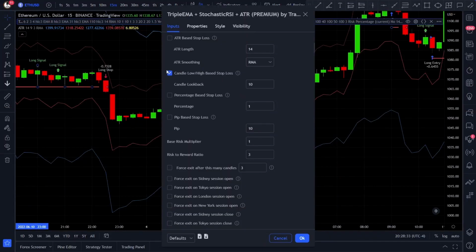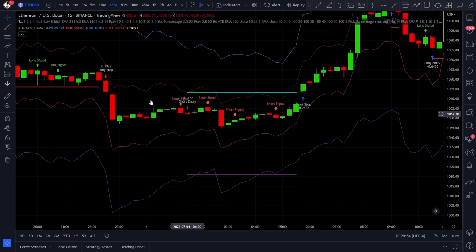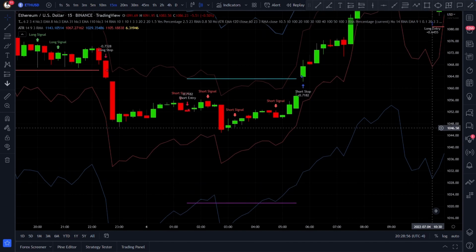For the next stop loss, untick the candle low high base stop loss and tick the percentage base stop loss option. This stop loss option will place the stop loss at the set percentage difference using the close price of the signal candle or the open price of the entry candle. To understand, let's set the percentage value to 1% and see an example. Keep in mind that the base risk multiplier should be set to 1.